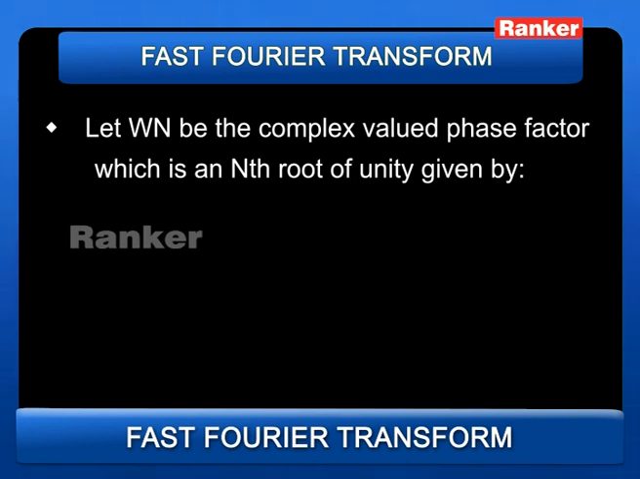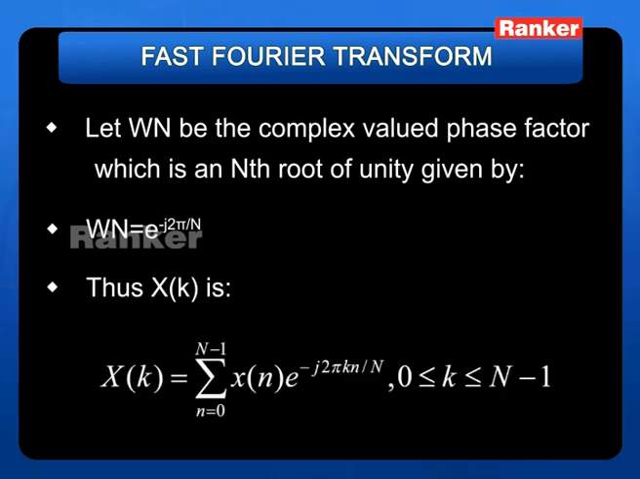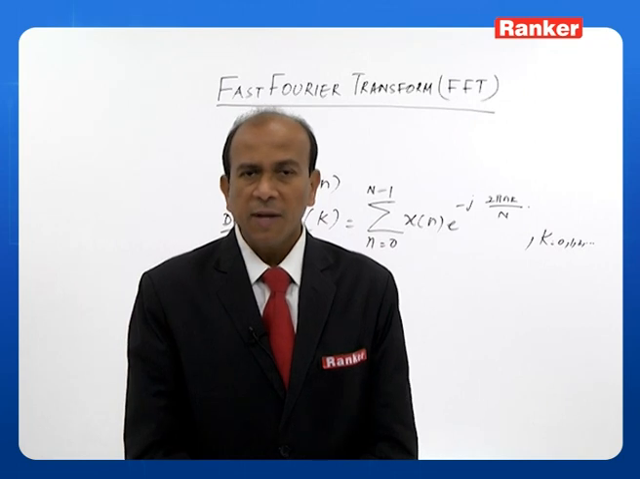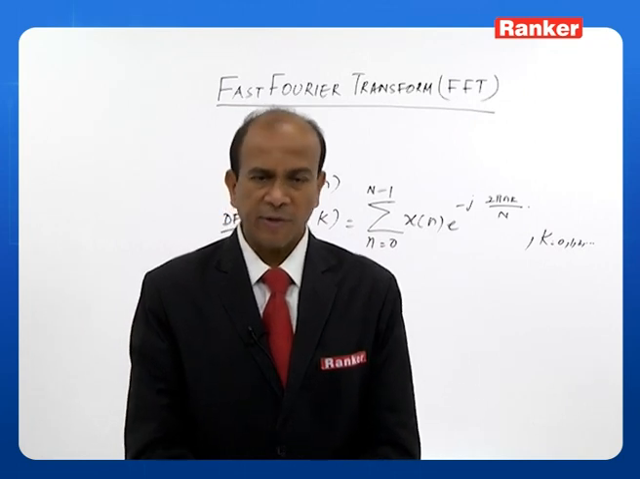Now, let us define some words. Let W_N be the complex valued phase factor, which is an Nth root of unity and is given by W_N equals e to the power of minus j2 pi by N. Now, X of k can in fact be written in terms of W_N. As you see here, X of k is equal to summation n equals 0 to N minus 1 of x of n W_N to the power of n k, where k lies between 0 and N minus 1. So, we are introducing another factor called W, so that we can rewrite the above equation.